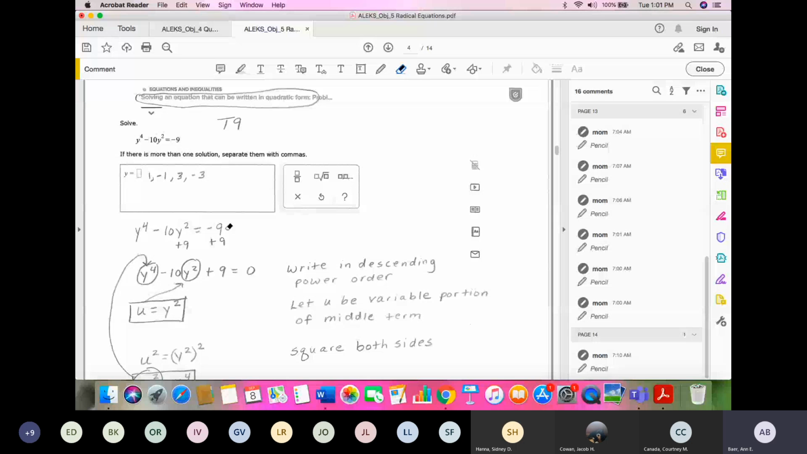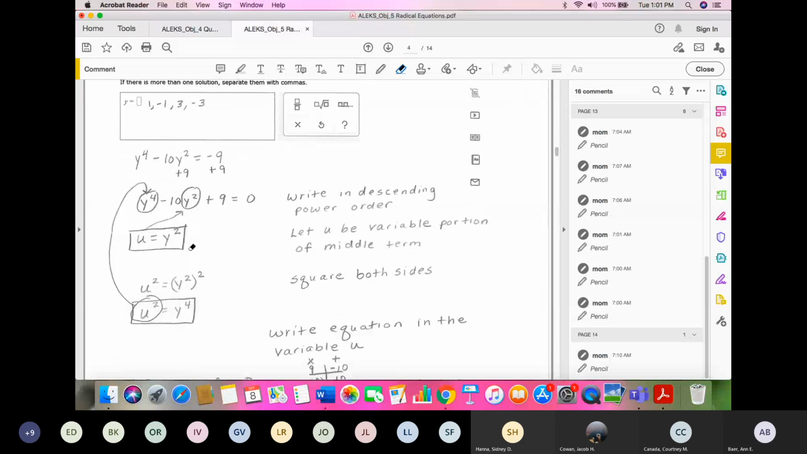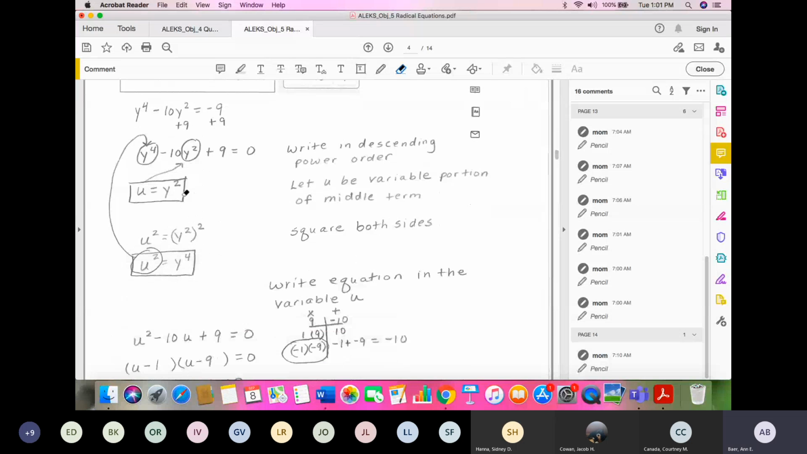Let's get everything on one side since that's what we've been doing. The opposite of -9 is +9, so I added 9 to both sides. And then when I did that, I got y to the fourth minus 10y squared plus 9 on this side, -9 plus 9 is 0 on that side. Write in descending power order, very important. You want the highest exponent to come first, then the next highest, and then the constant.